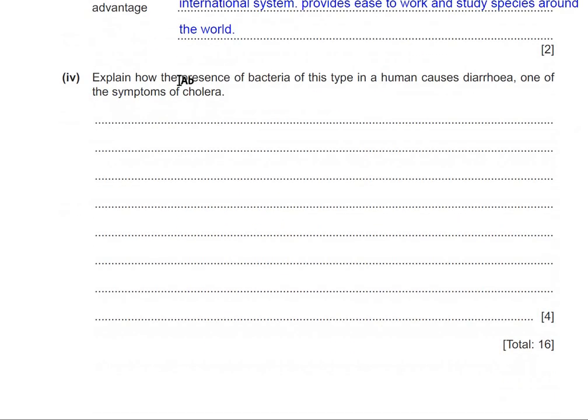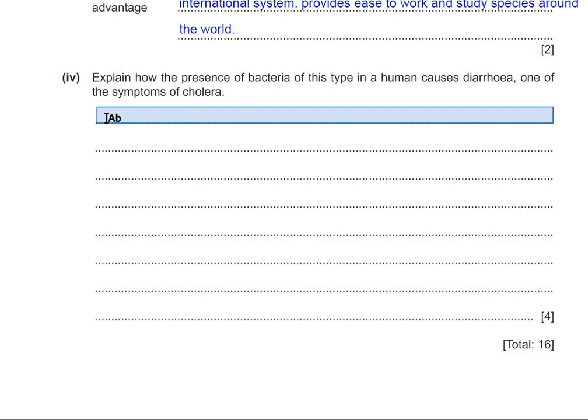Alright, for part 4, explain how the presence of bacteria of this type in a human causes diarrhea, one of the symptoms of cholera. So they're asking how these bacteria cause diarrhea, which is a symptom of cholera. Every bacteria has a toxin, we all know that, right? So the bacteria is going to release a toxin, and what will it do? The toxin will cause increased permeability of the intestine to the chloride ions.